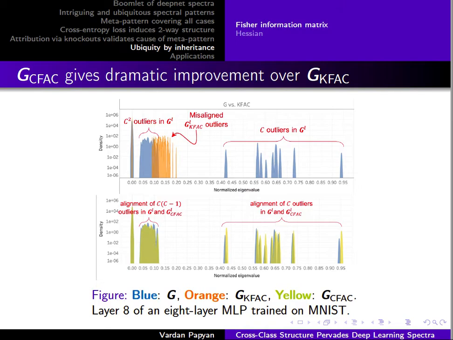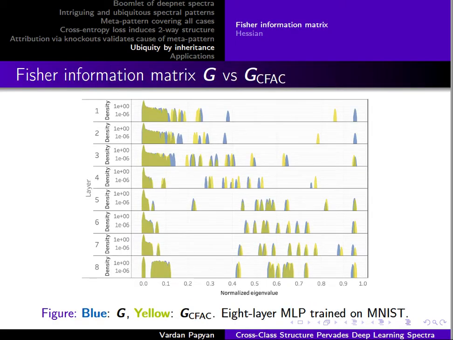Now, these are measurements which are done on a single layer, but you could also do them for all the different layers. So here, each and every one of these rows corresponds to a different layer. And you can see how in all of these cases, you get a very nice alignment between the two.